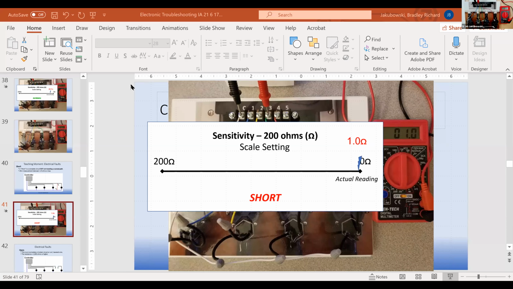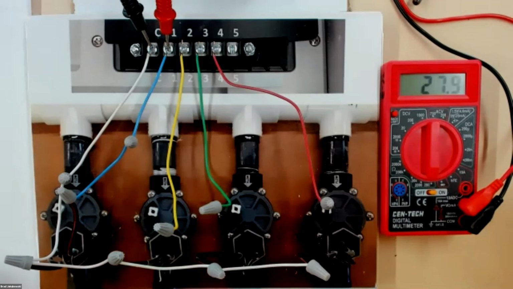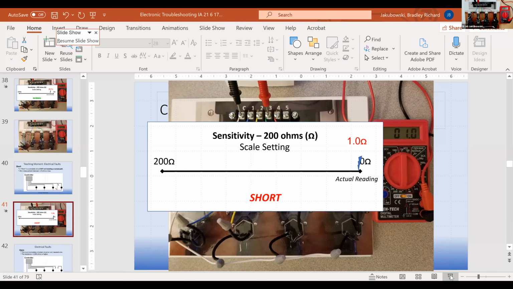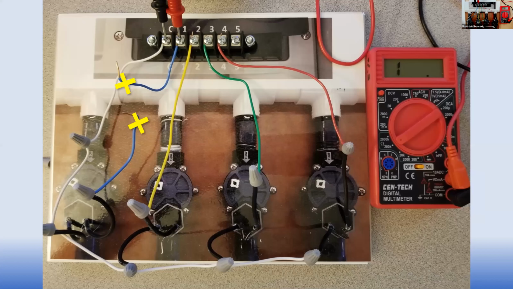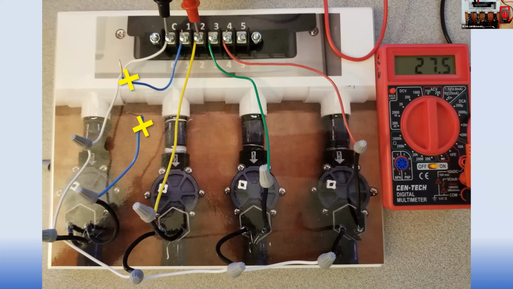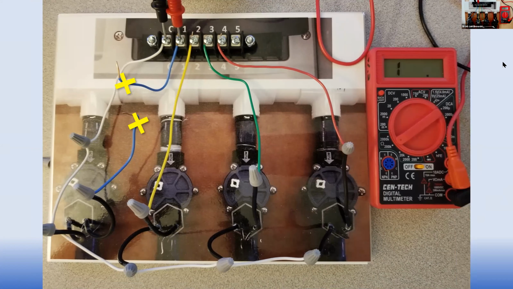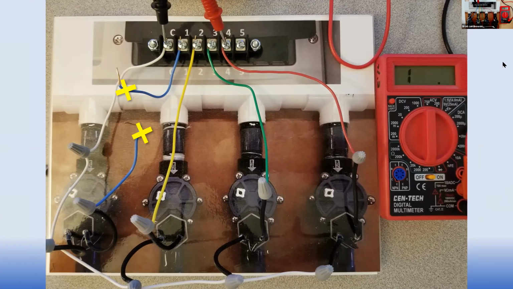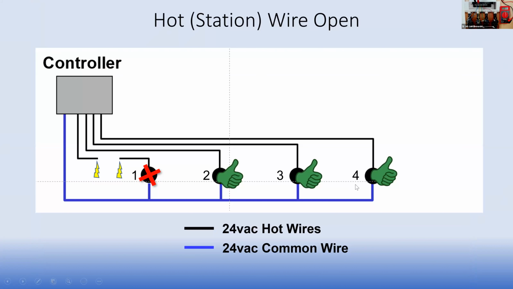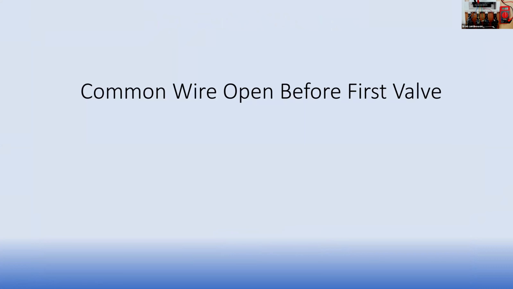Go back up here. Go to this one here. Okay, so there's our break in the blue wire, and that's what we just tested, and we tested each one of those. And so then we've got a short there. We've got open, regular, regular, and regular. So this one's bad, but all 3 of these are good. That would be one thing that we could look at, is how to test a hot wire. All right, common wire before the first valve.